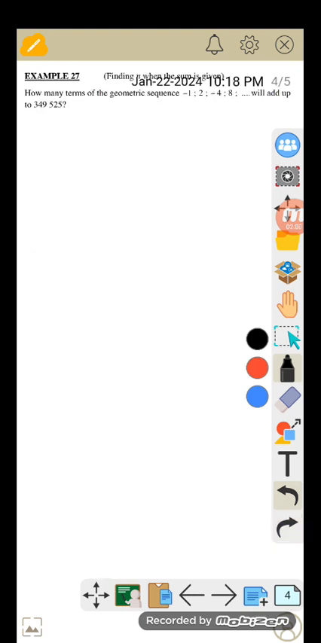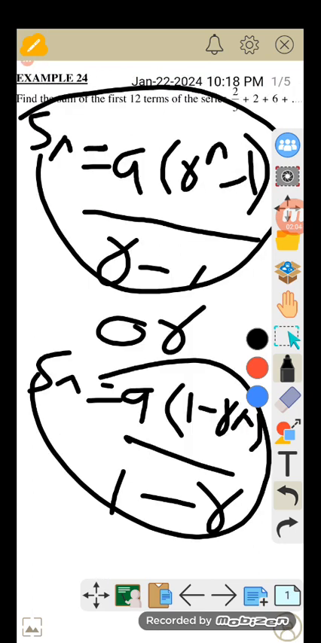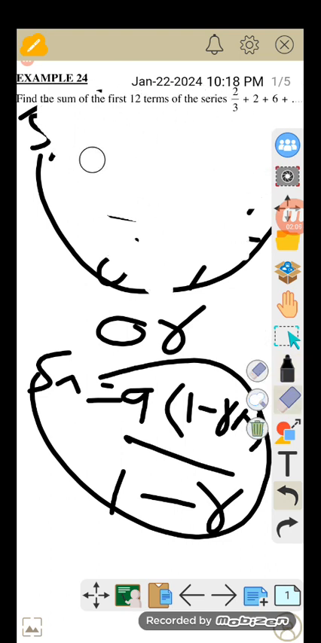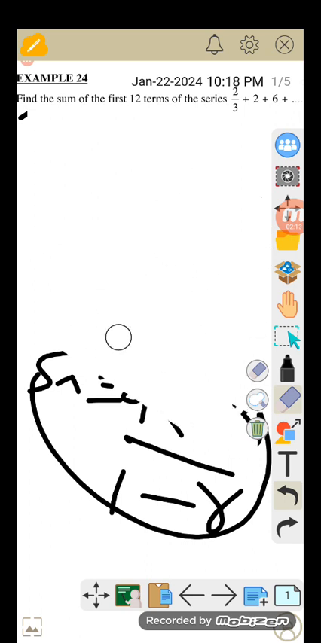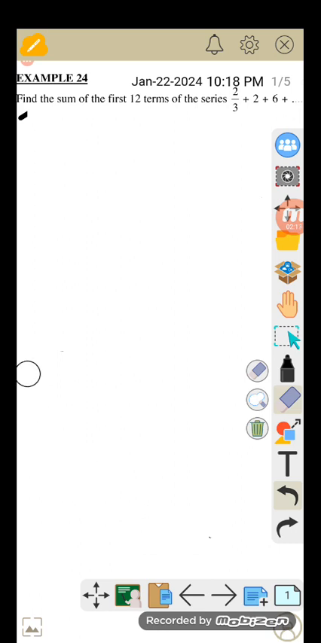So yeah, we have the question. Let's just get to the question. Let me wrap here for the moment. We have an example here. It says, find the sum of the first 12 terms of the series.